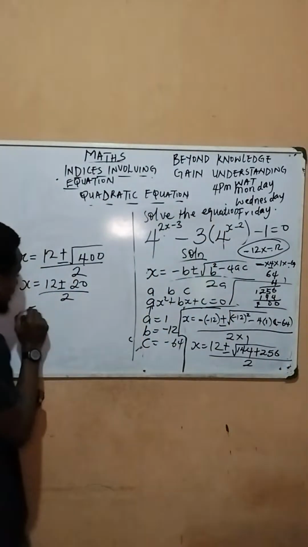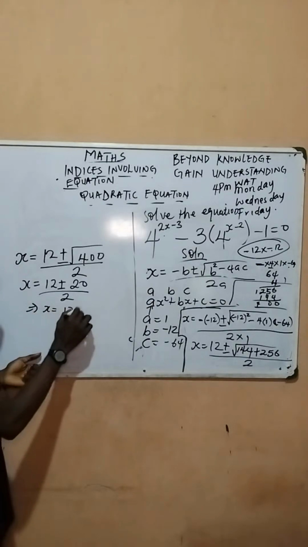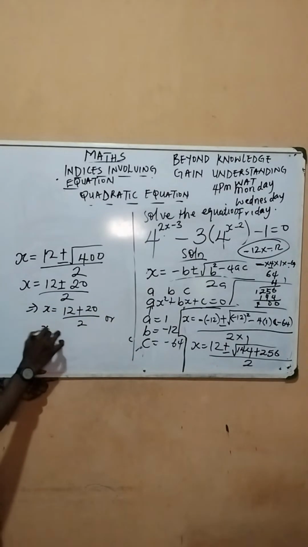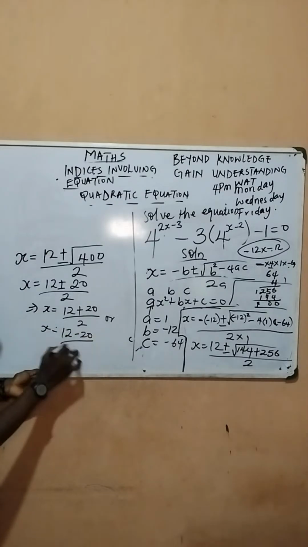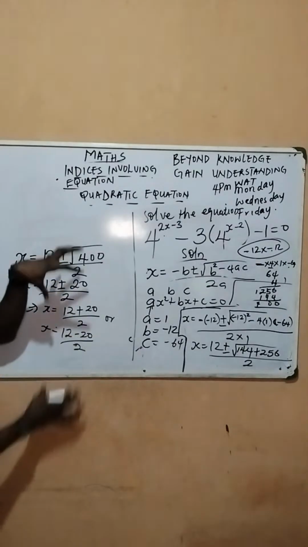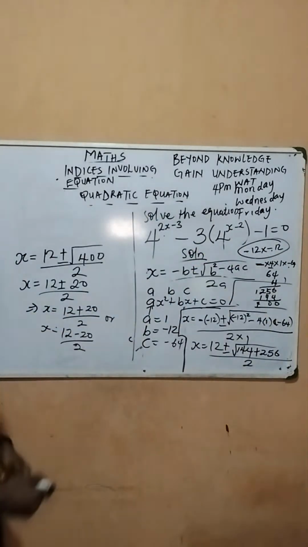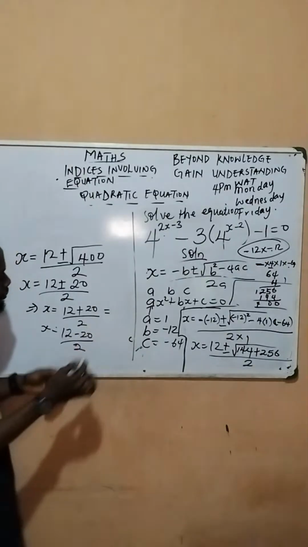So this implies that x is equal to (12 + 20) all over 2, or that x is equal to (12 − 20) all over 2. So we have separated the plus and minus individually. So it's plus and then minus.